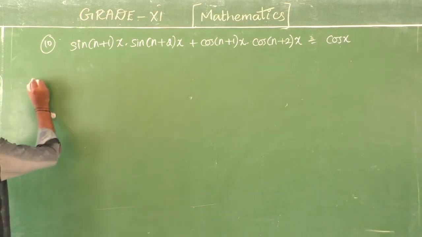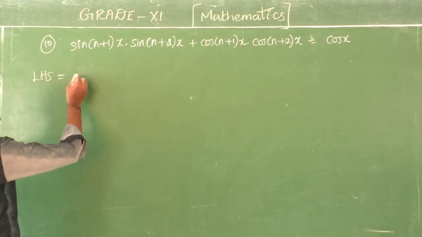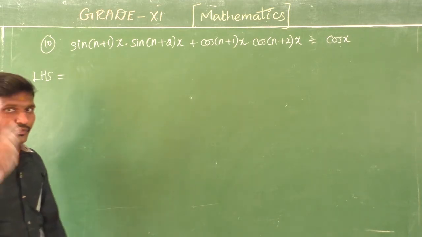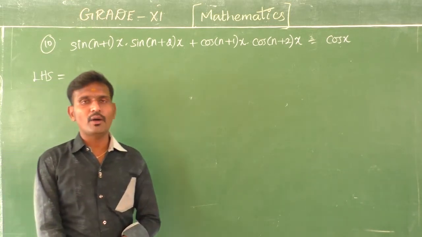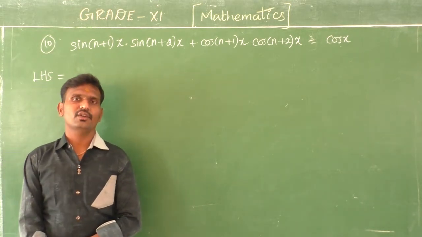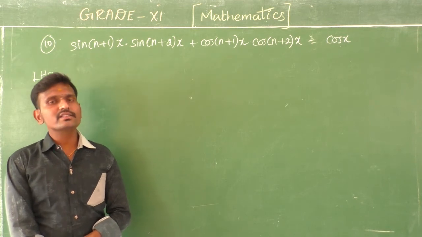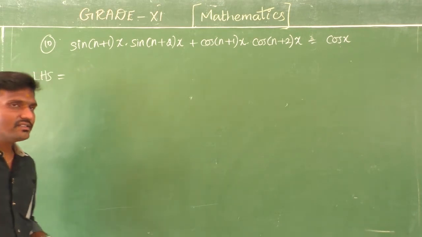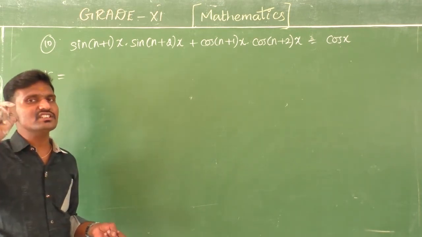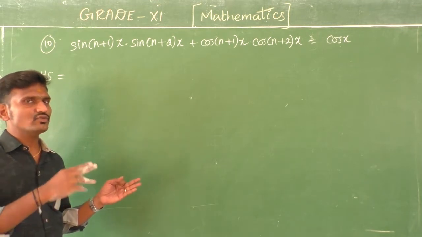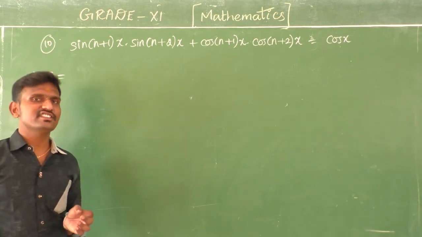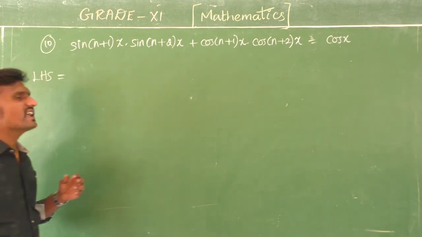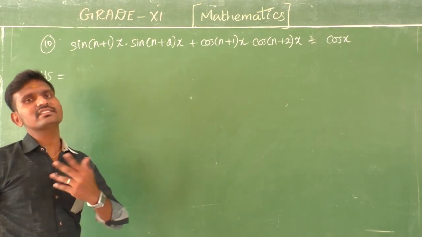Okay. Now, if you want to take the left side, it contains sin (n plus 1)x into sin (n plus 2)x. And before that, you should know the formulas. What are they? Cos x plus y. What is the formula for cos x plus y? Cos x cos y minus sin x sin y. Okay. And cos x minus y also, we have to interchange the symbols only. Cos x minus y means, in the middle place you have to change the sign. And sin x plus y, do you know the formula? Yes, it is sin x cos y plus cos x sin y.